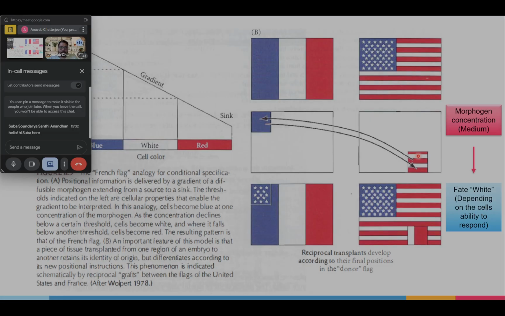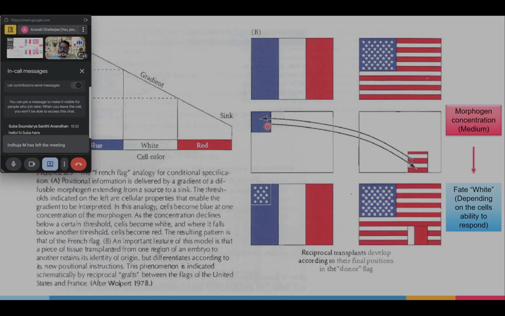So when I take a tissue from the American flag and place it on top of the French flag, it will actually form a star pattern right here. So imagine if the tissue was taken from anywhere in the American flag, giving it the highest amount of morphogen will cause a star pattern to occur. Same thing happens even if I replace it all the way in the French flag. It will form a star pattern, but just on top of the French flag.